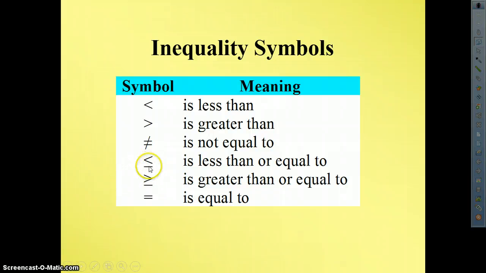The less than symbol with an equal sign underneath it is less than or equal to. This number is the bigger number. The greater than symbol with a line underneath it is the greater than or equal to symbol. Again, this is the bigger number. Alligator eats the bigger number. And the equal sign means that they're the same.